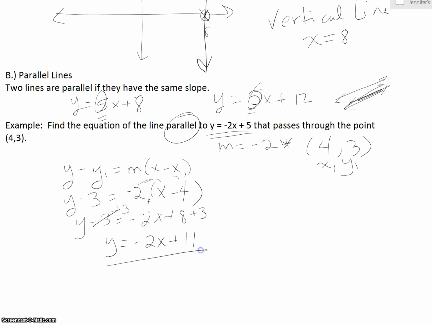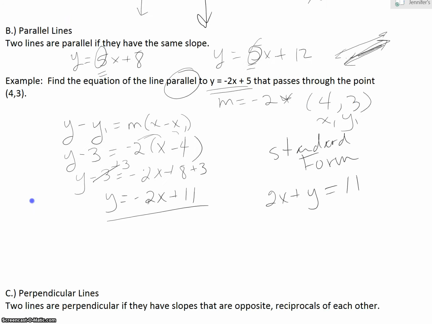This is slope-intercept form. If they asked for it in standard form, then I would move that negative 2x back to the front and make it positive 2x plus y equals 11. So pay attention to your directions, and give your answer in what they ask for. If they don't ask for anything specific, you can do whatever you would like.